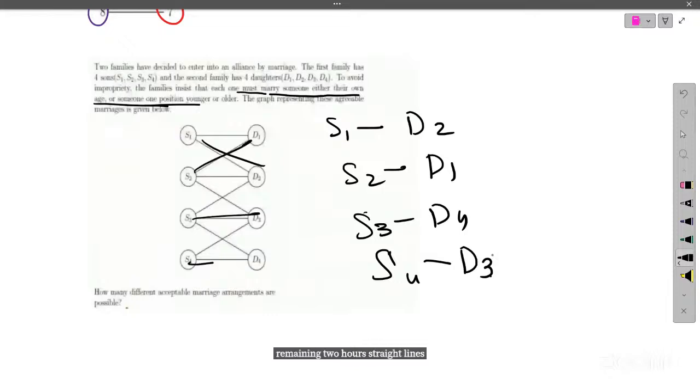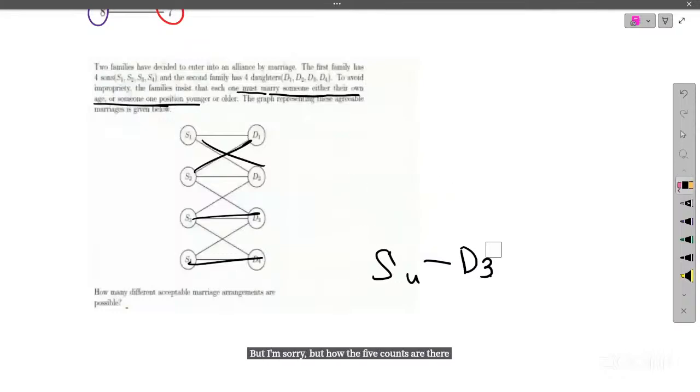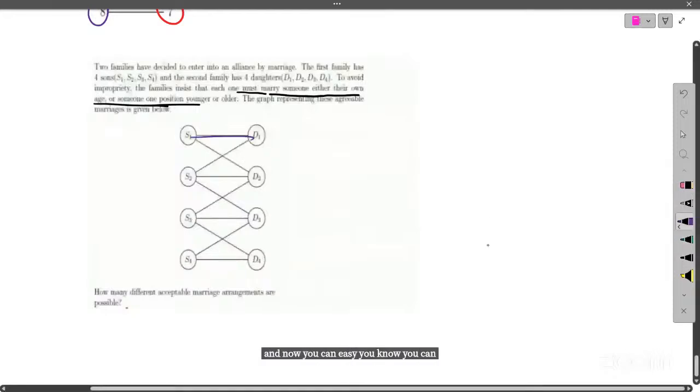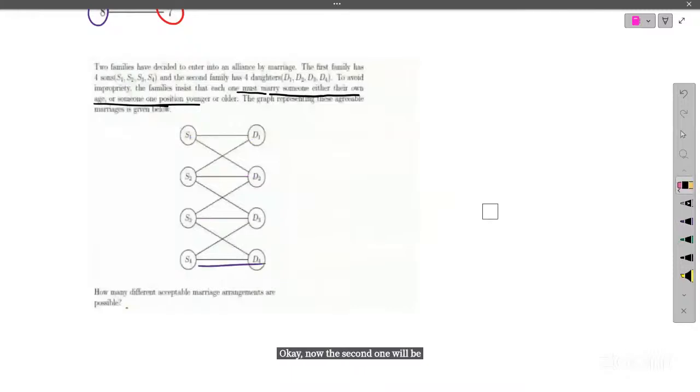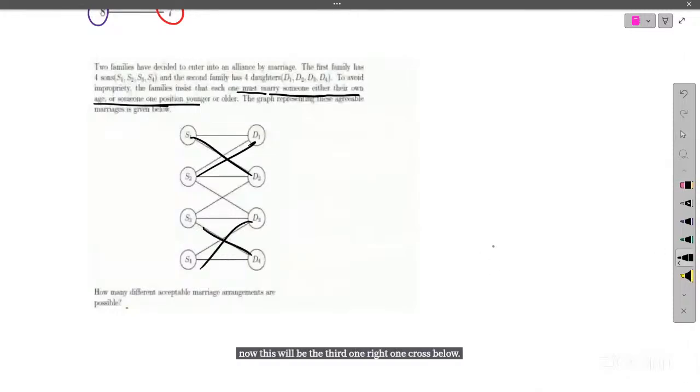But sorry, how are the 5 counts there? I'm not able to understand actually. Now you can get it. See, the first one will be the straight one. Now the second one will be one cross above, one cross above. This is one possibility. Now this will be the third one, one cross below. Oh, understood. Okay, I got it. In this way we can get it.